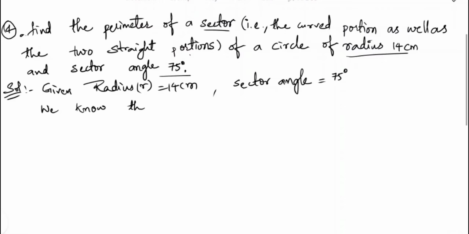We know that the perimeter of sector is equal to L plus 2R. This is the formula. What is L? L is the arc length. So first we will find out arc length.